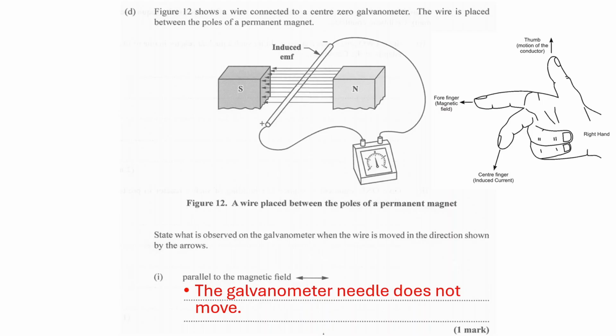So if it is parallel to the magnetic field, there will be no current that is induced, hence the galvanometer needle does not move.